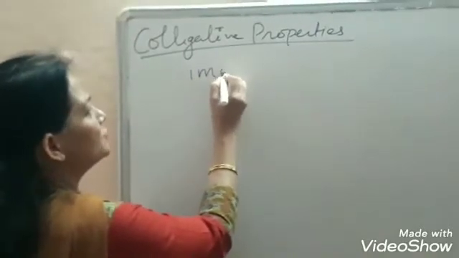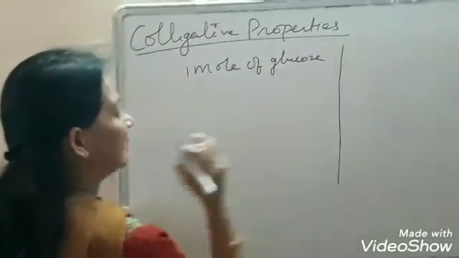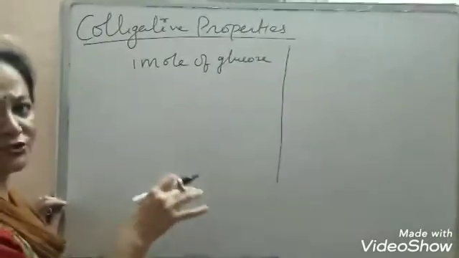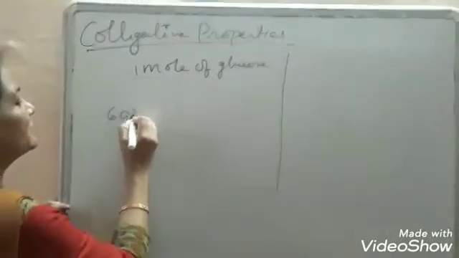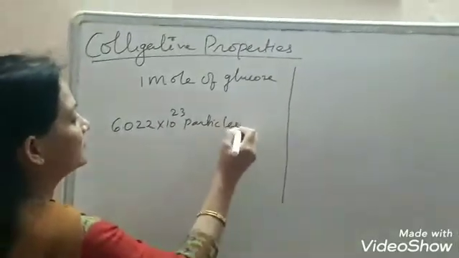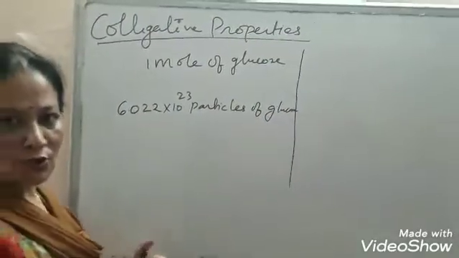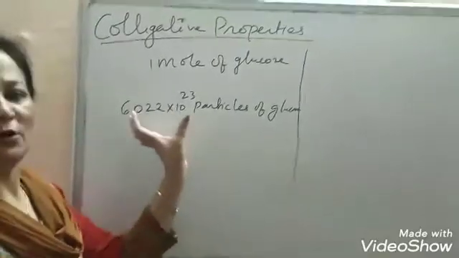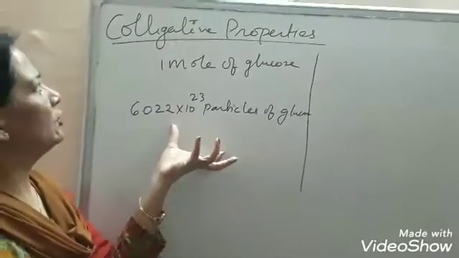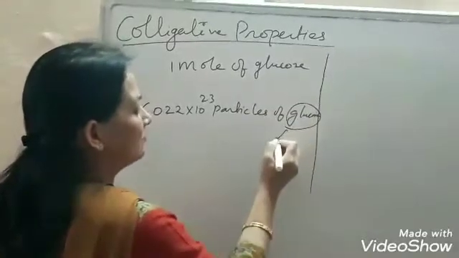If a solution contains 1 mole of glucose, when dissolved in solution, the solution will contain 6.022 into 10 to the power 23 particles of glucose. These are the solute particles. So those properties of the solution which depend on such numbers will be called colligative properties. Here glucose will of course be in molecular form.